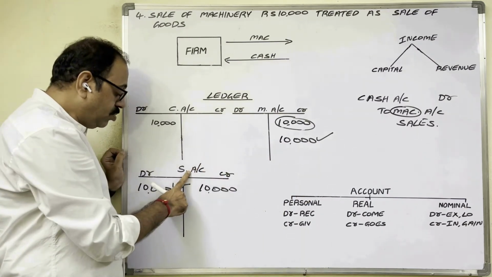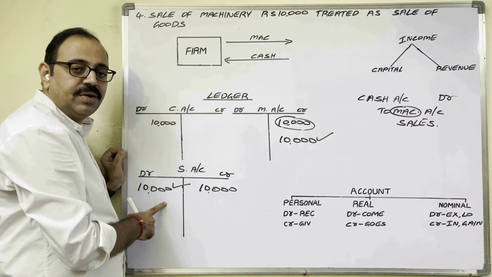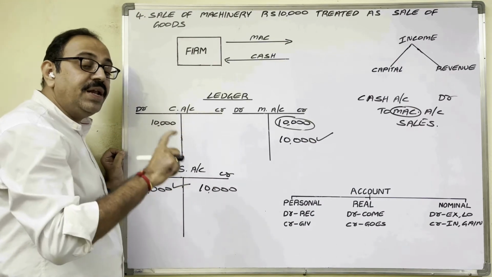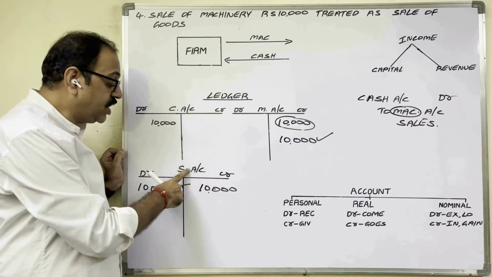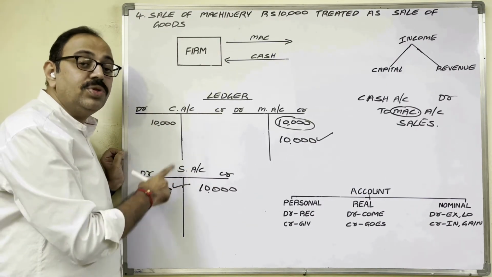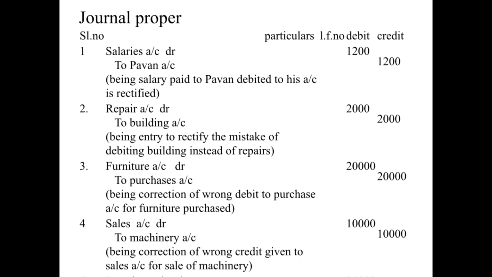In the sales account, the answer came on the debit side. That is why, while writing the rectification of error entry, the sales account is debited. Let us see how this entry appears in the journal proper. Fourth entry, sales account debtor to machinery account, 10,000, 10,000. Narration, being correction of wrong credit given to sales account for sale of machinery.